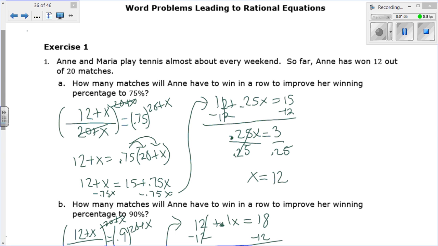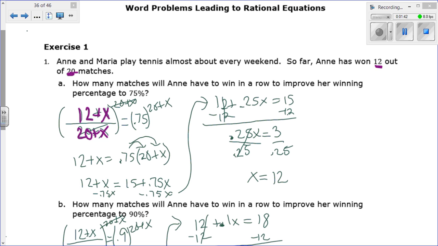Well, they've played 20 matches and Anne has won 12. So in my fraction here, this 12 and this 20 are the original games that they played. If she wants to improve her winning percentage to 75%, then they're going to have to play x more games. So I'm going to add x to both the numerator and the denominator. And the 0.75 is 75%.